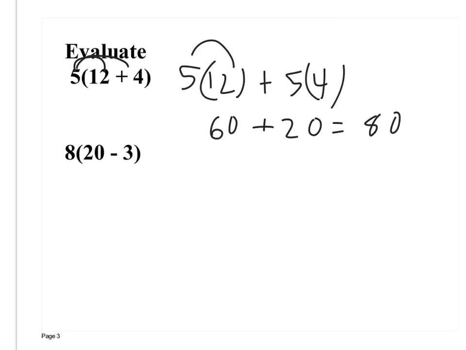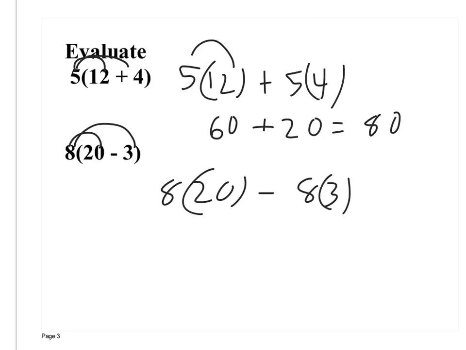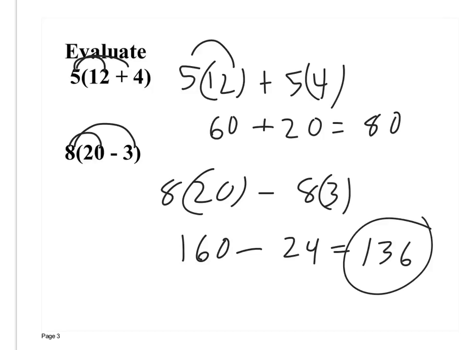Now I do the exact same thing on the bottom problem. 8 times 20 minus 8 times 3. So I rewrite it with an equivalent expression: 8 times 20 minus 8 times 3. Now I can work it out. 160 minus 24 is 136.